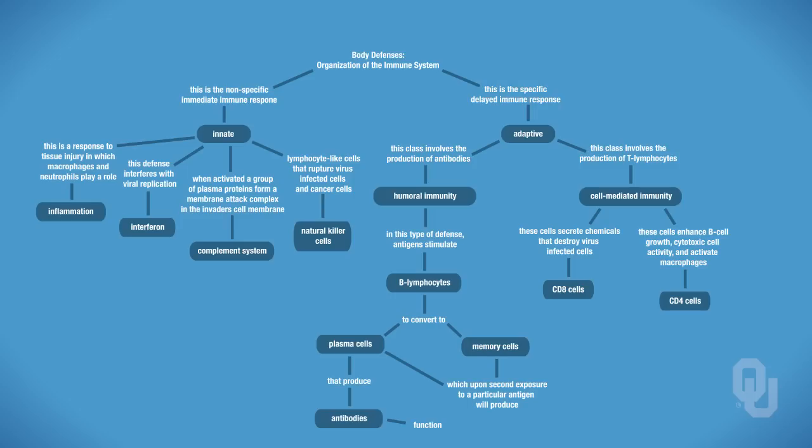Now, B lymphocytes can also get converted over to memory cells. Memory cells then, when they get exposed to a particular antigen once again, like a second time, will go on to produce plasma cells, which then produce antibodies, which then can help mount that immune response. Okay, so that's the overall picture of where we're going with this. So again, just to give you the same idea again, when we talk about these B cells.